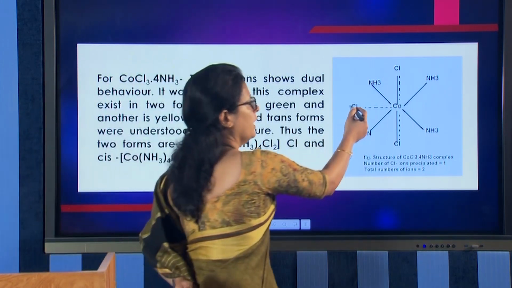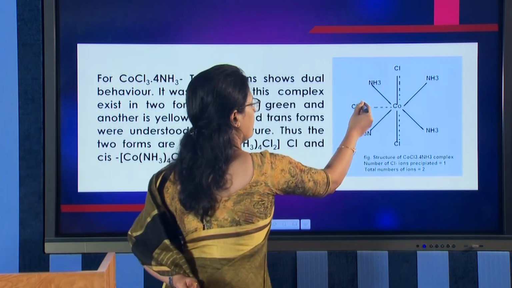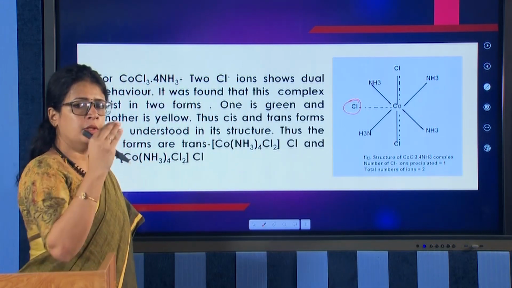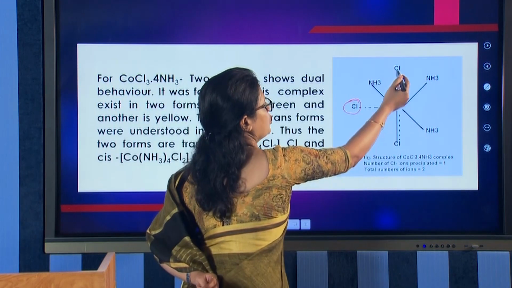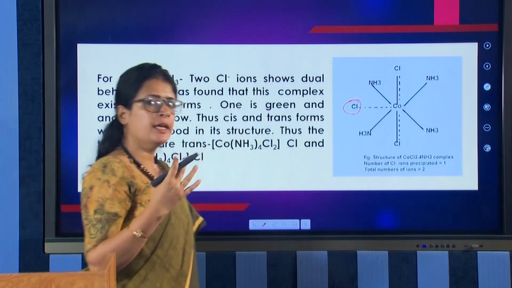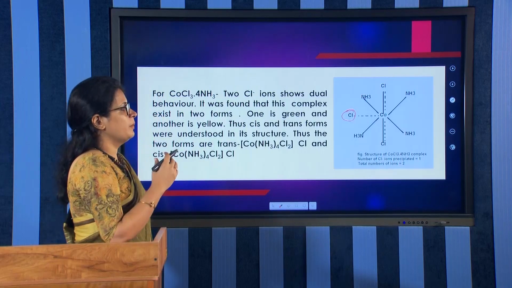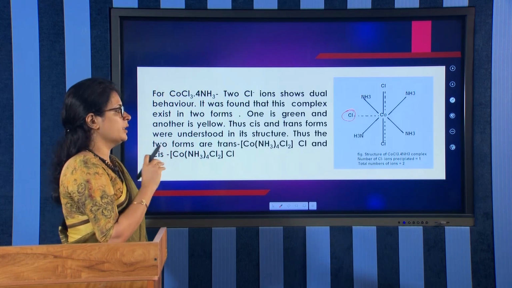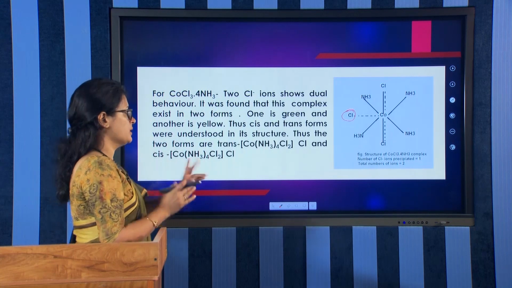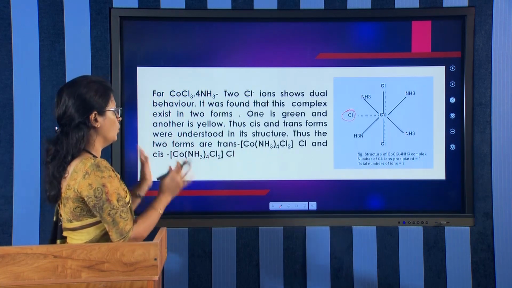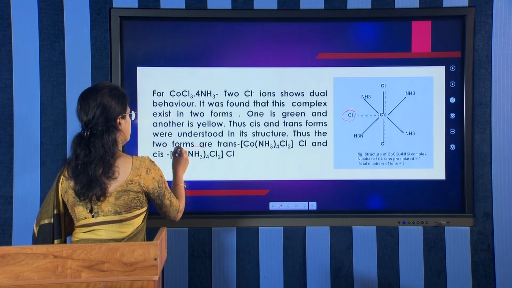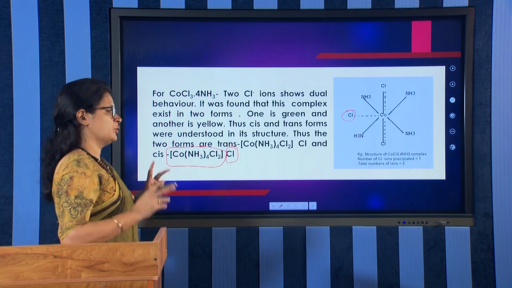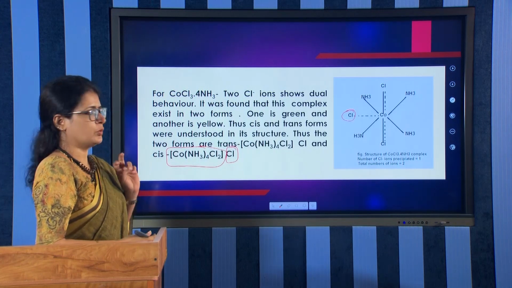Only 1. That is why there is a dotted line for this single chloride ion. And you can see 2 chloride ions with the dual nature, that is 1 and 2. They are acting as a primary as well as secondary valency. So, the number of chloride ions precipitated with the silver nitrate will be 1, and the total number of ions furnished was 2, that is 1 chloride ion and the whole complex ion. This is one complex ion and another chloride ion. 2 ions will be furnished in the solution.